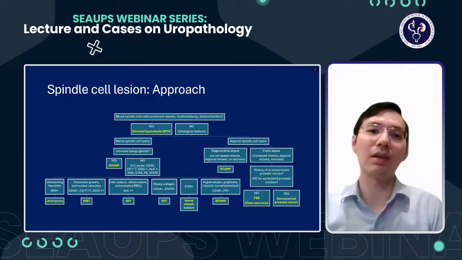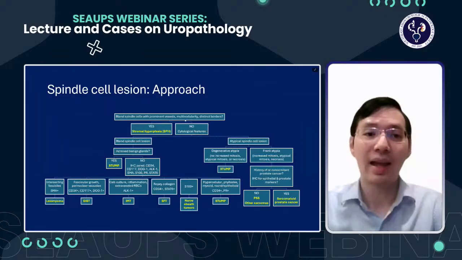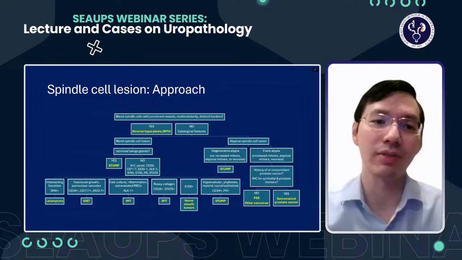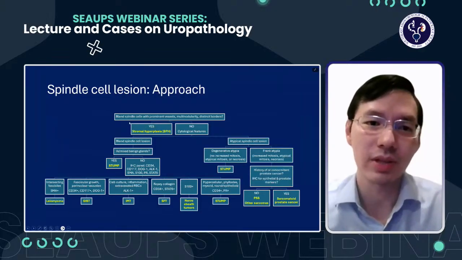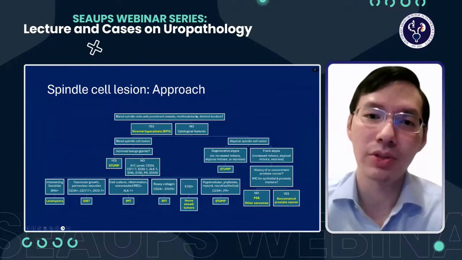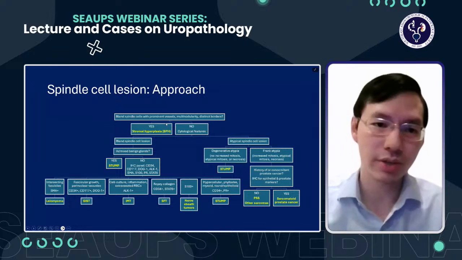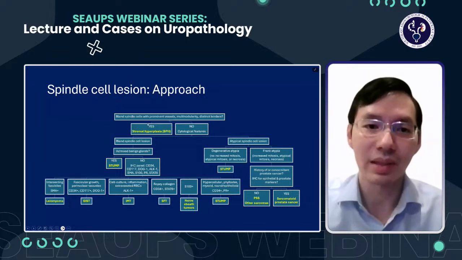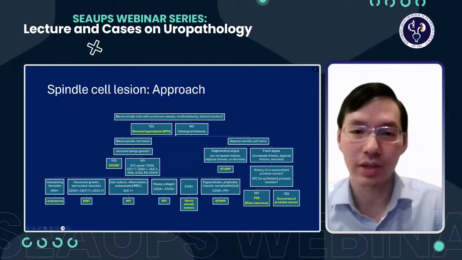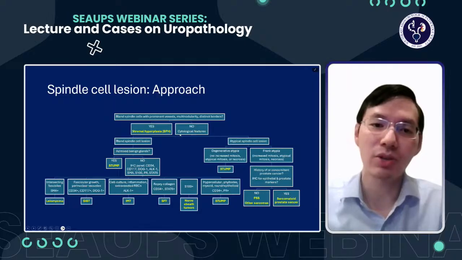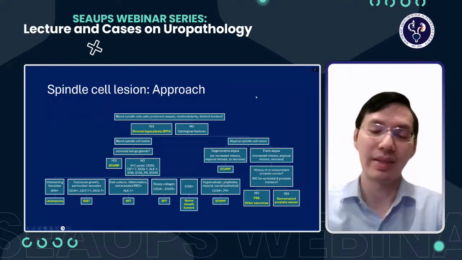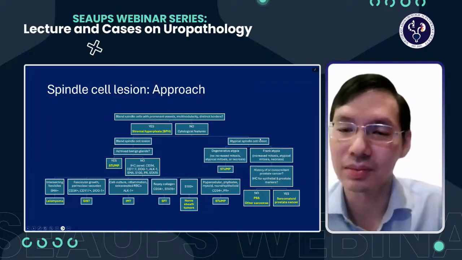When you see a spindle cell lesion, you have to exclude stromal hyperplasia first. So you have to ask yourself, do these bland spindle cell lesions have prominent blood vessels, multinodularity, and distinct cell borders? If your answer is yes, you're probably looking at a stromal hyperplasia or a BPH. If not, then you start to look at the cytological features, and you have to decide whether it's bland or atypical. In this case, it's atypical.